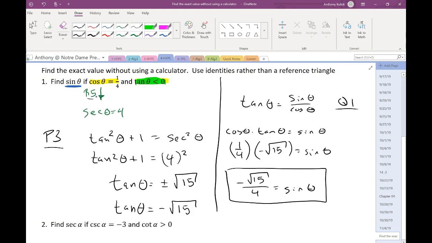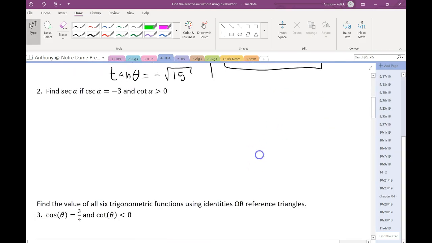So we end up using 3 identities on that problem, right? Are we ready to move to the next one? Questions about what we did here? All right. Let's look at the next one.